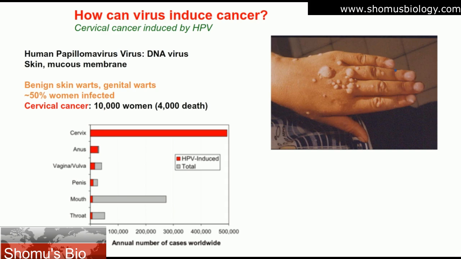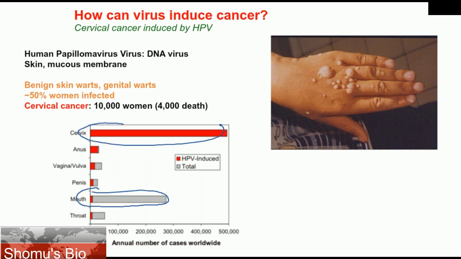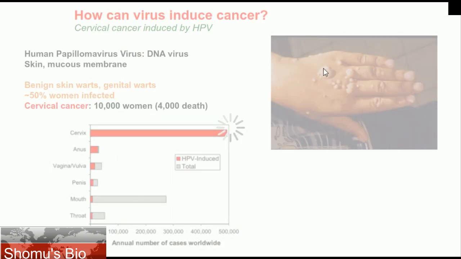Viruses like human papilloma virus are a leading cause of cancer, especially cervical cancer. Approximately 50% of women are infected with this human papilloma virus, and it forms benign skin warts and genital warts. In the United States, the documentation shows approximately 10,000 women cases and 4,000 deaths every year. The annual case report also shows they mostly cause mouth and cervical cancer, and HPV-induced cervical cancer is almost all of it.